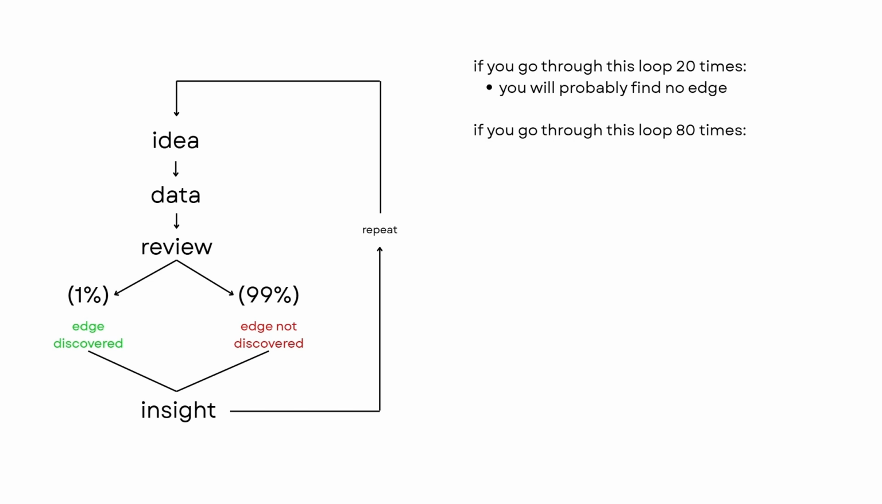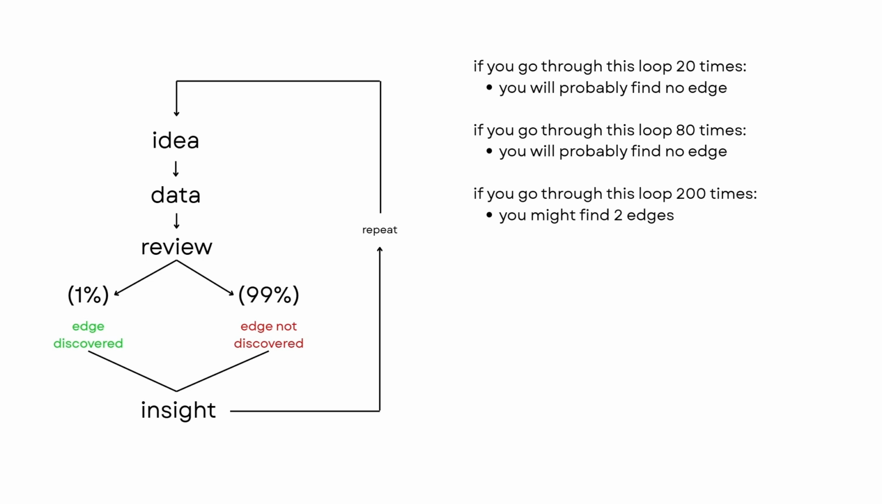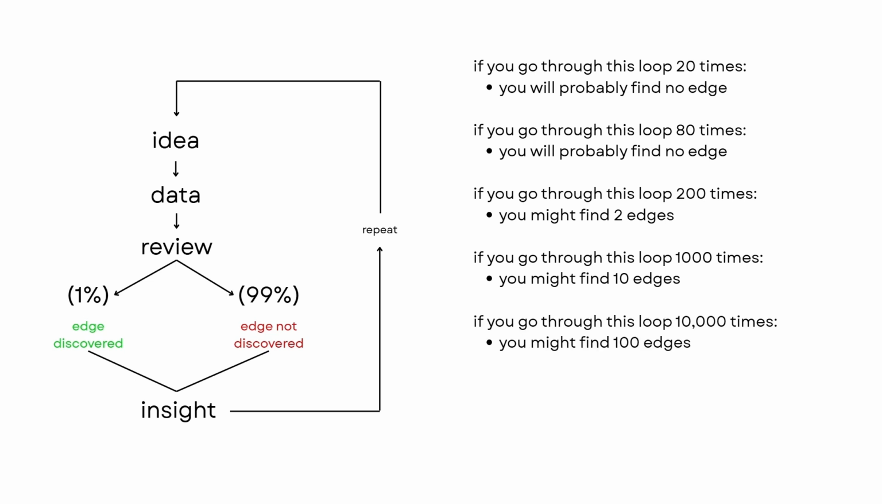If you go through this loop 80 times, again, you will probably find no edge. If you go through this loop 200 times, here's where it gets interesting, you might actually find 2 edges, right? Because if there's a 1% chance that you find an edge and you go through this loop 200 times, you're probably going to find 1 or 2 edges. If you go through this loop 1,000 times, you might find 10. If you go through it 10,000 times, you might find 100. If you go through this feedback loop 1,000,000 times, you might find about 10,000 edges.